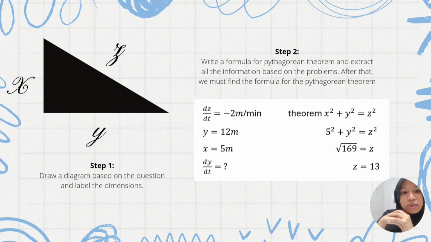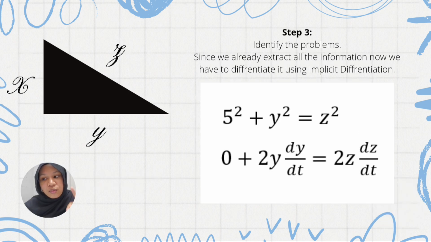When we solve it using the theorem, it's x squared plus y squared equals z squared. That's our formula. When you substitute x, it becomes 5 squared plus y squared equals z squared. Solve it and you get z equals 13. For the third step, we have to differentiate using implicit differentiation.